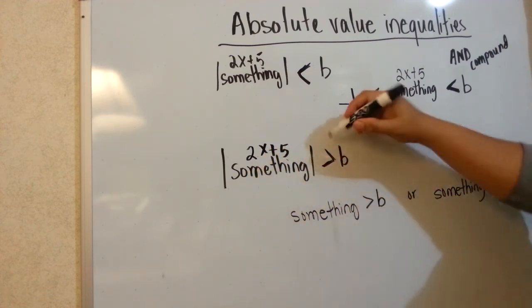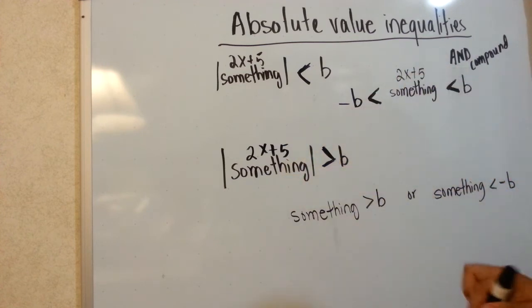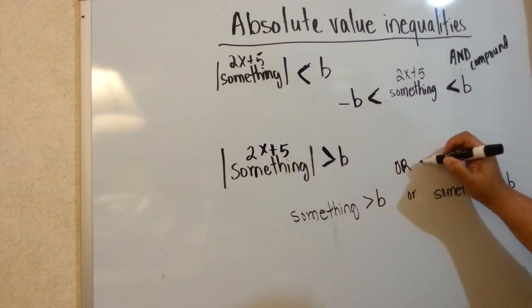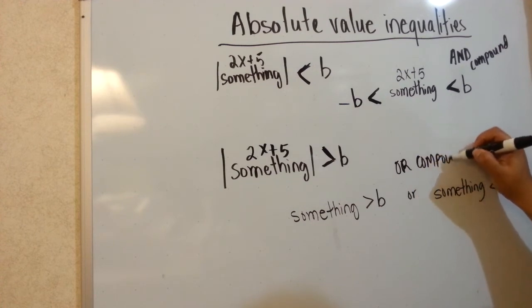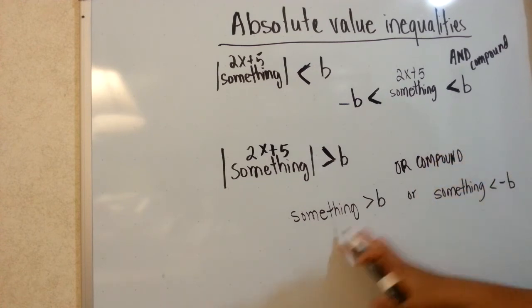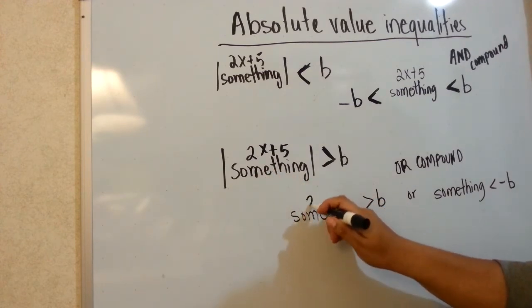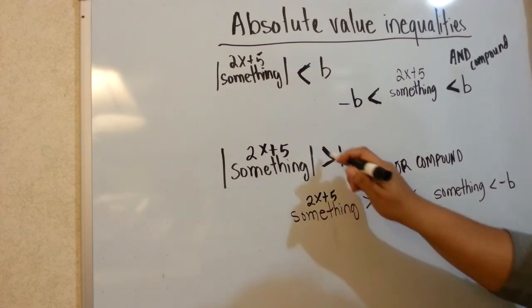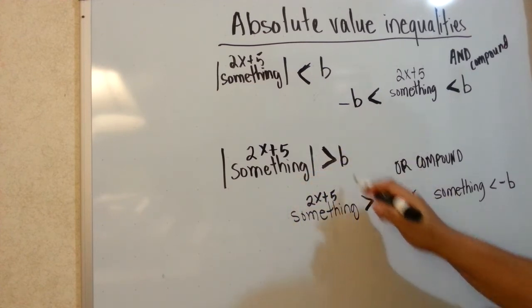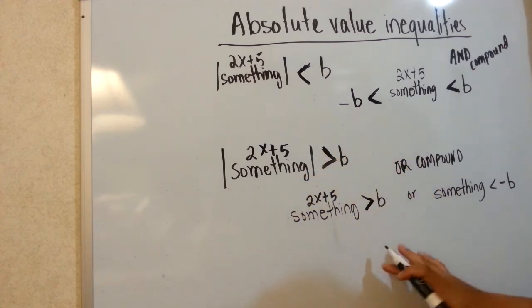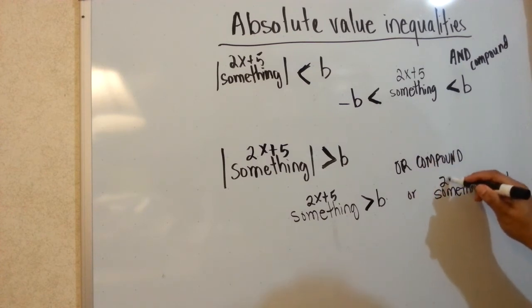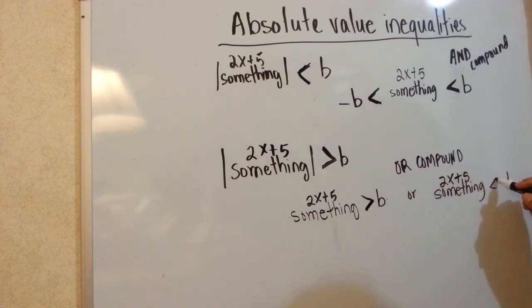Now, if your absolute value, let's say of, for example, 2x plus 5, is greater than a number, when you have a greater than sign, then you're going to have an "or" compound inequality. That means you have to write two separate ones. You have to take what's inside the absolute value bars and just the same sign, greater than b. But then you also have to write another one, the 2x plus 5. This time you have to flip the sign and you have to change the sign of b, so negative b. And that's how we're going to solve them.